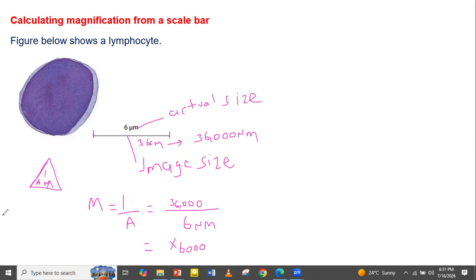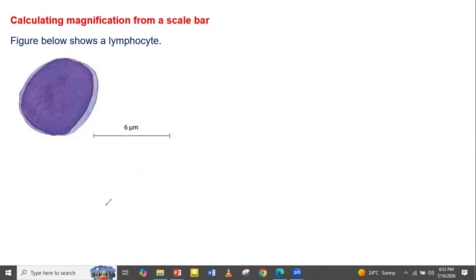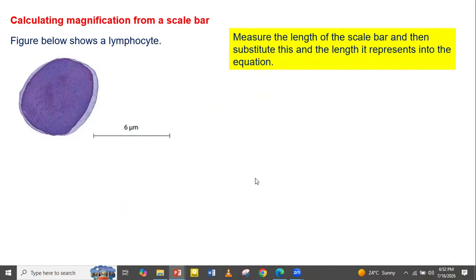So that is how we calculate magnification using a scale bar. To calculate magnification using a scale bar, just one more time, remember, all you have to do is measure the length of the scale bar. Don't forget the value written against the scale bar is always the actual size. Whenever you place your ruler and you're measuring, you're getting image size. So measure the scale bar.